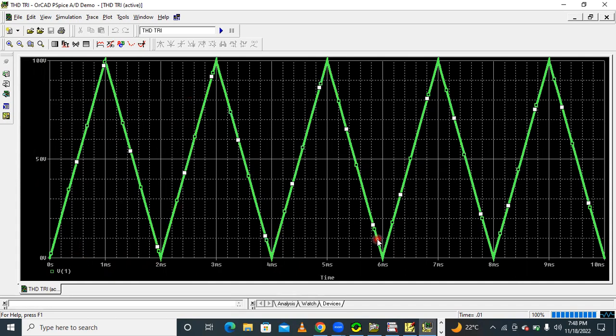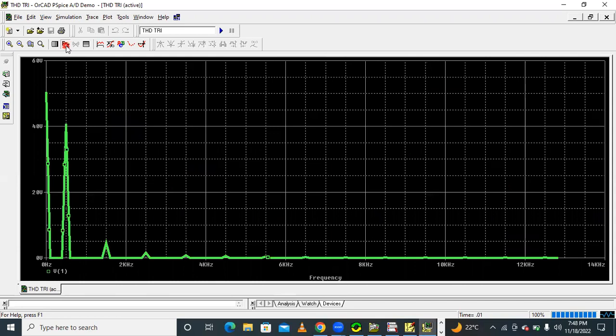After the generation of the triangular waveform, press this FFT icon. Okay, Fourier FFT. Press this icon and then the spectrum, that is the harmonic spectrum, is displayed like this.